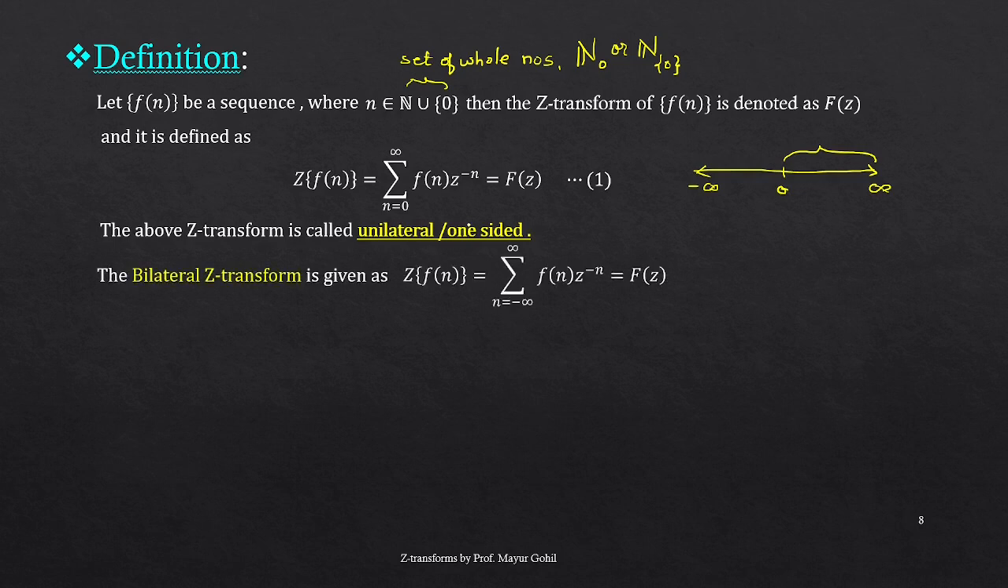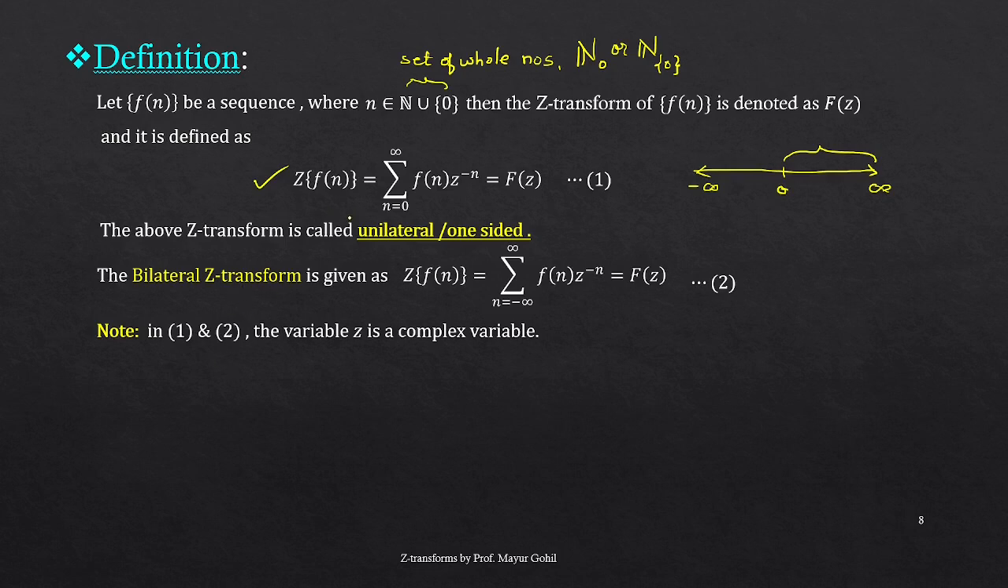Now we see a bilateral Z transform definition. Here we observe that n is running from minus infinity to infinity. The definition is absolutely the same, the only difference is that n goes from minus infinity to infinity. That's the whole difference. Wherever we use the bilateral Z transform definition, we would mention it. Otherwise we shall always stick to the unilateral form of the definition.